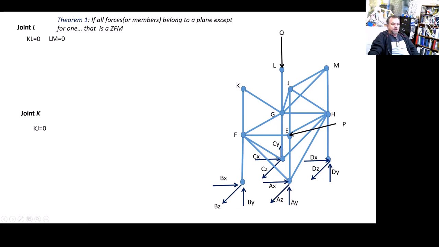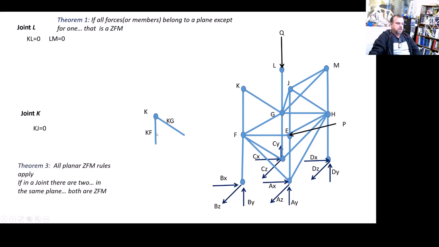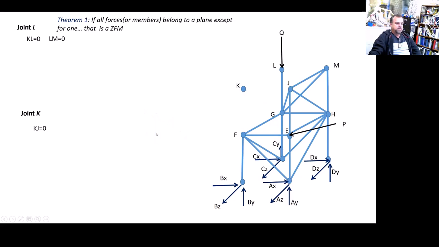Now look at the joint K again. These two members are in the same plane, so I can apply the rules for zero force members for 2D. And if you do that here, you have two members, non-collinear, both must be zero. That is the rule. So eliminate both of them. Now we can keep moving.